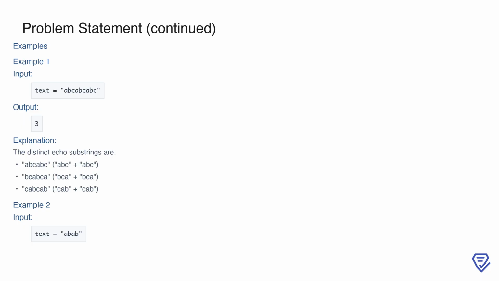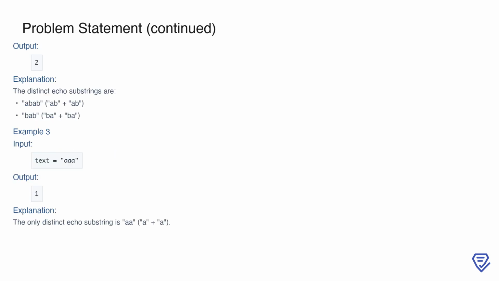Now, consider a second example where the input string is ababab. Here, the output is 2 because there are two distinct echo substrings, abab and baba. The substring abab is formed by concatenating ab with another ab, while baba is formed by combining two copies of ba. Moving to a simpler case, if the input string is aaa, the output becomes 1. This is because the only echo substring is aa, which is formed by repeating a. It's important to note that even though multiple overlapping occurrences of aa exist in aaa, we only count distinct substrings, so the output remains 1.